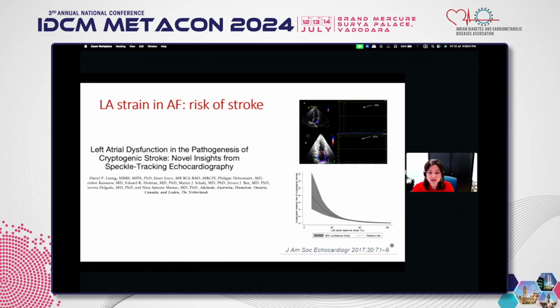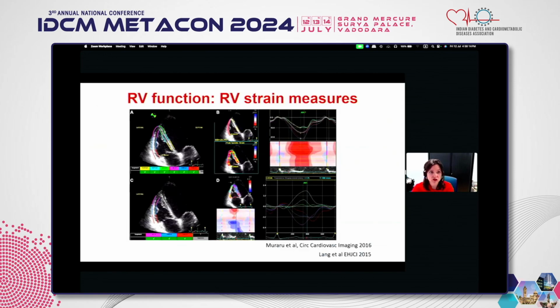There have been several studies that have shown that the LA strain could really help you identify the patient at more risk, or at least have a new tool to play with in the stratification.